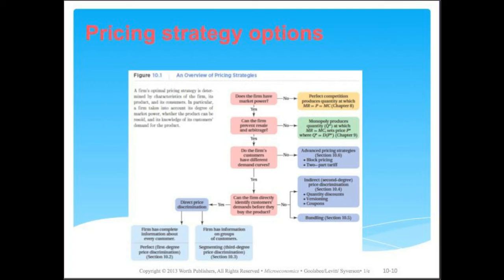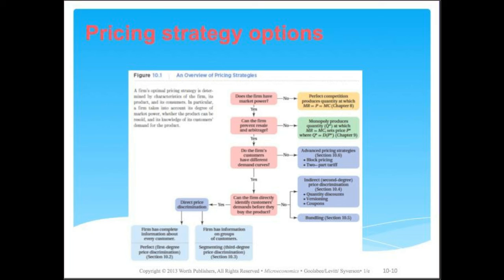Now, if you can identify the customers directly, then you can charge different prices for the same good to different people. And so then the question becomes, how much information do you have about individual customers? If you do have some information, then you can engage in something that we're going to call perfect or first degree price discrimination, where you literally try to charge a different price to every customer. The alternative, if you can only have information on groups of customers, you will do market segmentation, which is also called third degree price discrimination.